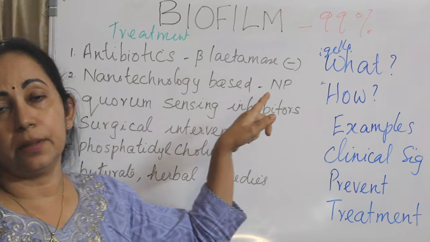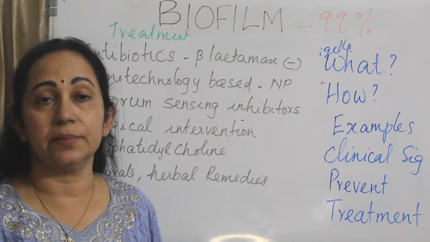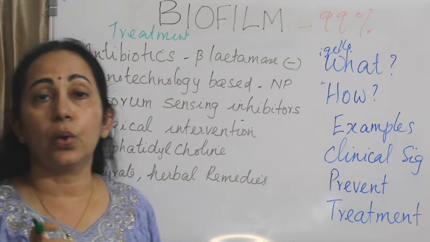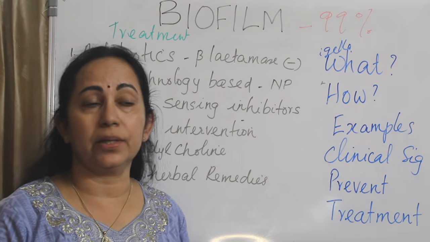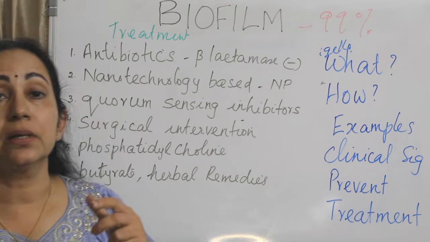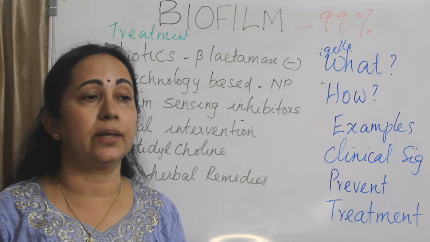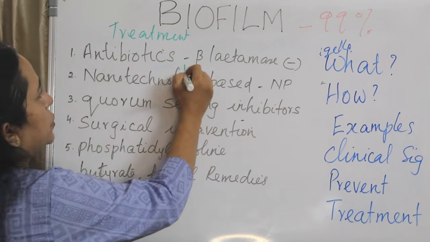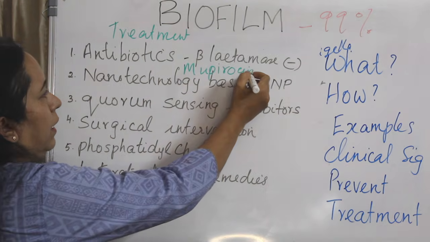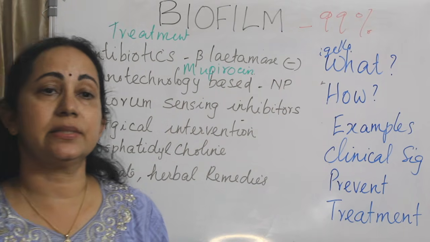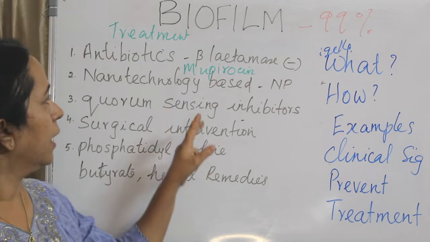And it is better to include beta-lactamase inhibitor if you suspect a biofilm formation, and also local antibiotics are found to be more effective than systemic antibiotics, because at lower doses the local antibiotic will give a desired effect. Okay, especially mupirocin ointment. Mupirocin ointment is found to be very effective against biofilm formation.